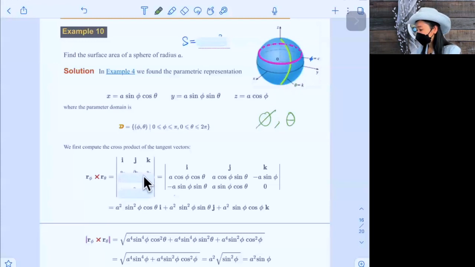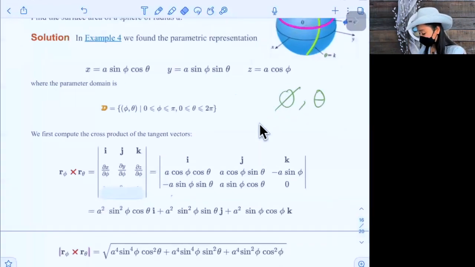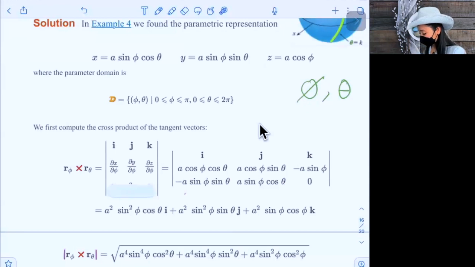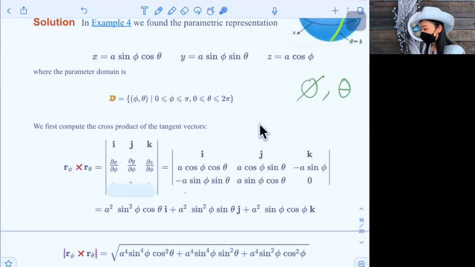So what should I put over here? This one, the partial derivative of the first component, which is x, with respect to phi. Okay, so let me write it down. So that is the partial derivative of the first component with respect to phi. And then the partial derivative of y with respect to phi, and the partial derivative of z with respect to phi. Okay, so this will be the partial derivative of r with respect to phi.